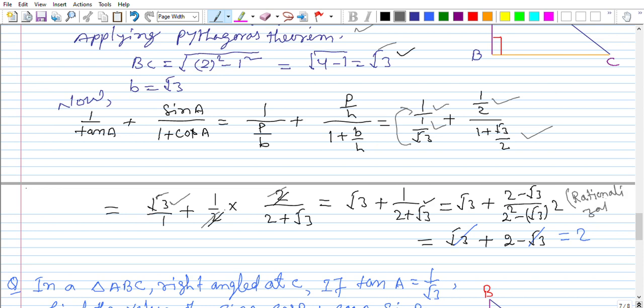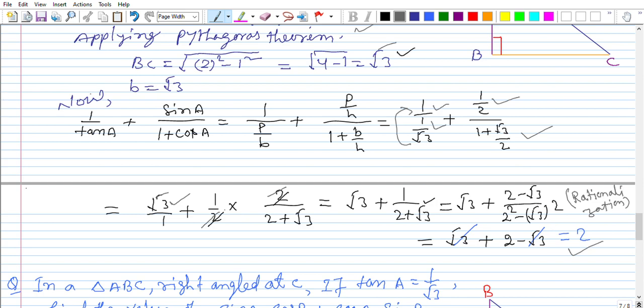We have learnt in class 9 how to rationalize the denominator. If you have plus, you multiply by minus. If you have a minus, you multiply by plus. Okay, I think that after calculating, in the last we get the answer 2. That means 1 by tan A plus sin A by 1 plus cos A equal to 2.